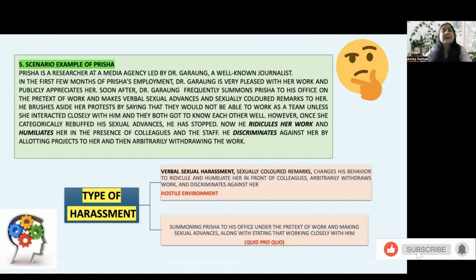So these are the few scenarios that we discussed. Hope it's now clear what is hostile work environment, quid pro quo type of harassment, and what are the different angles and attitudes of harassment. Let us move ahead.